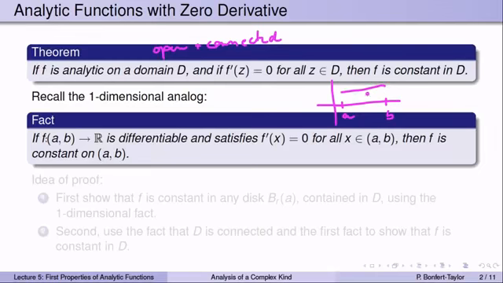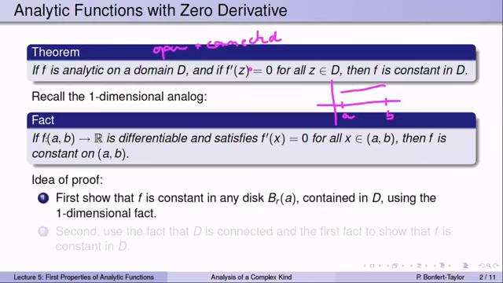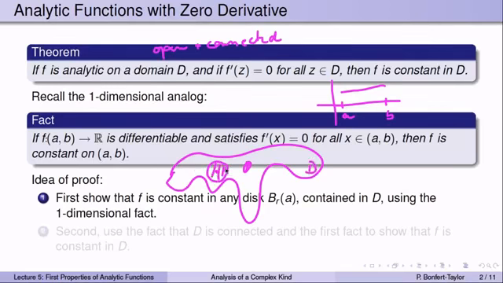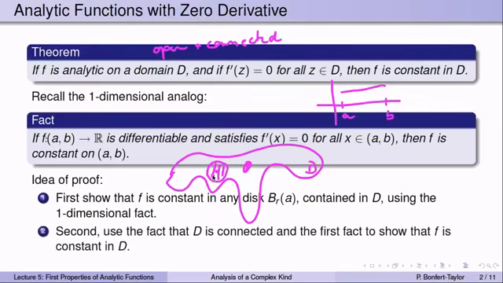So we'll use this one-dimensional fact and use it to prove the complex fact. Here's the idea of the proof. First, we show that the function f that's analytic and whose derivative is 0 in all of D must be constant in any disk contained in D. So D is your domain, and who knows what it looks like, and then we have a hole, here, this is not part of D. This first fact says as soon as you pick a disk that fits inside D, in that disk at least we know that f must have the same value everywhere. And the second part of the proof is then to use that we already showed that f must be constant on any disk that we pick, and the fact that D is connected, so it's in one piece, to show that f must be constant throughout D.